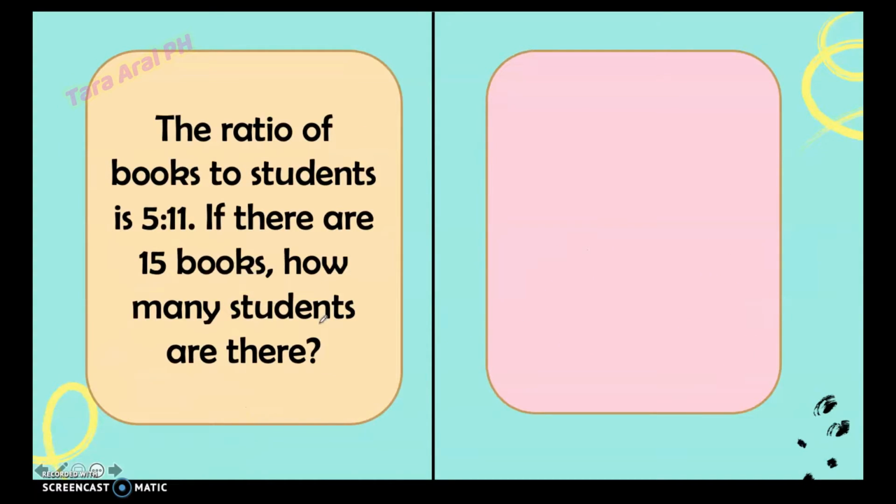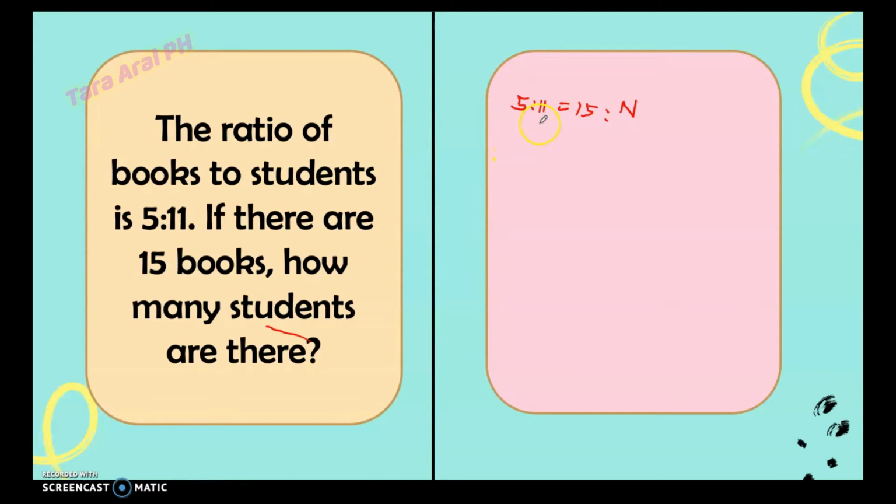Next, we have here a situation. The ratio of books to students is 5:11. If there are 15 books, how many students are there? We can solve this problem through proportion. We have 5:11, then is equal to, so this 5 is the books, the ratio of books to students. 5 for the books and 11 is for the students. If you write here on the second ratio, it should be books first, and the question is how many students, so that is missing, and we can write n.